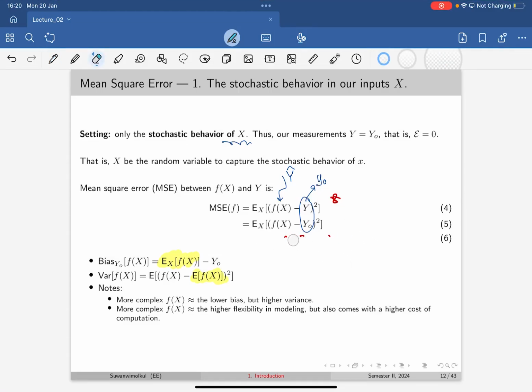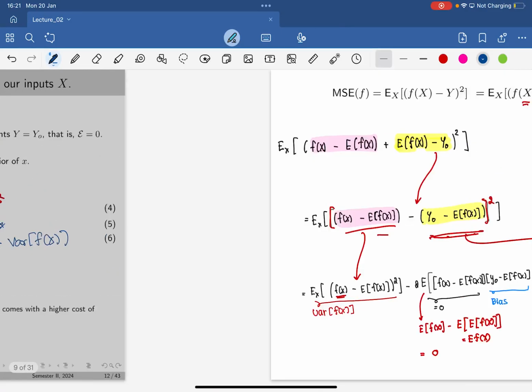Then we will further derive from this term, because after you have it, you can further decompose it. What you will get is the bias, (y0 minus f(x)) squared, plus the variance of f(x). We will show it now.